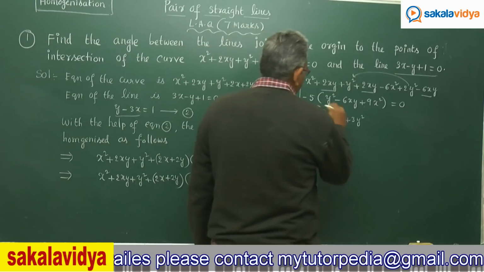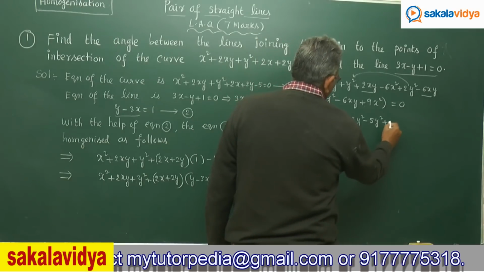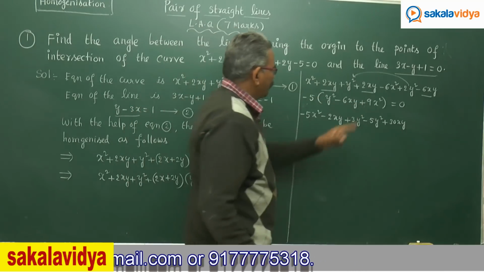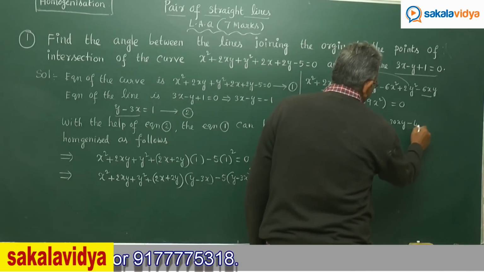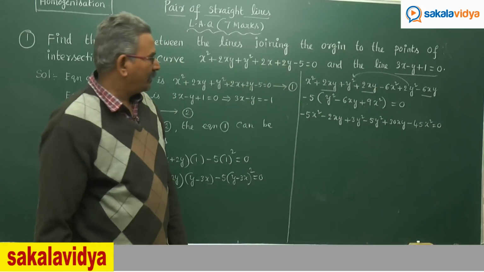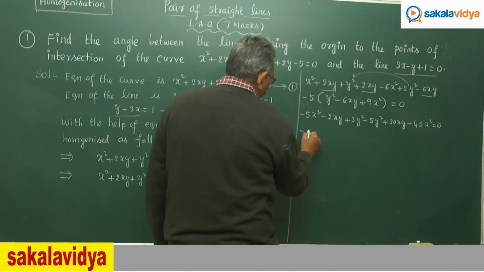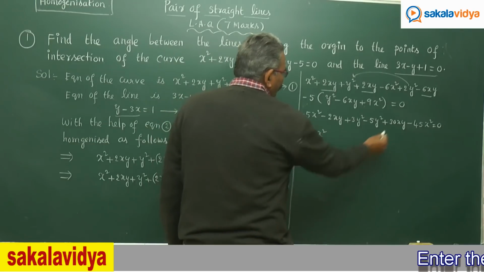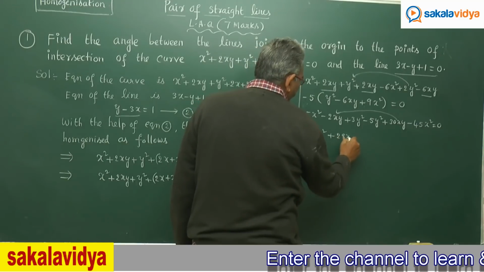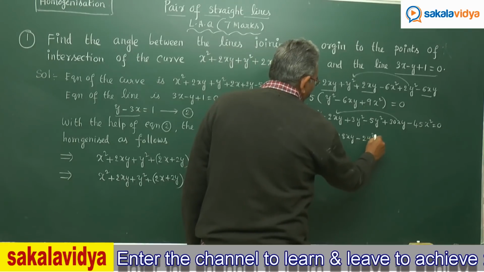Now, minus 5y square, minus into minus, plus 30xy, minus 5 into plus 9x, minus 45x square equals 0. You can check the simplification also. Minus 45x square plus 5, that is minus 50x square. Now 30xy and minus 2xy, that is plus 28xy. This is minus 2y square is equal to 0.